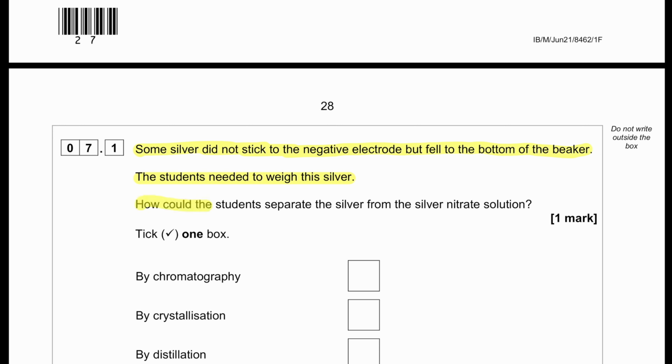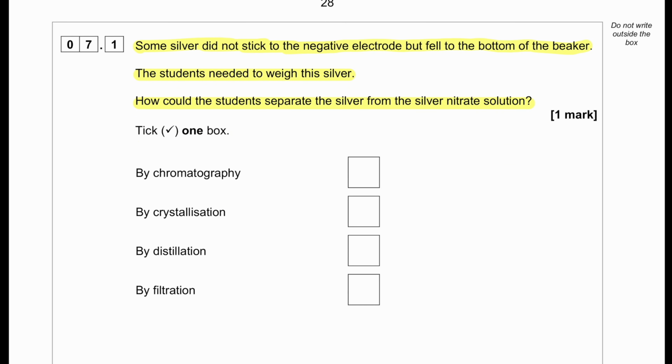How could the student separate the silver from the silver nitrate solution? Obviously, the silver that dropped at the bottom is a solid and it is insoluble, so we can simply do filtration.